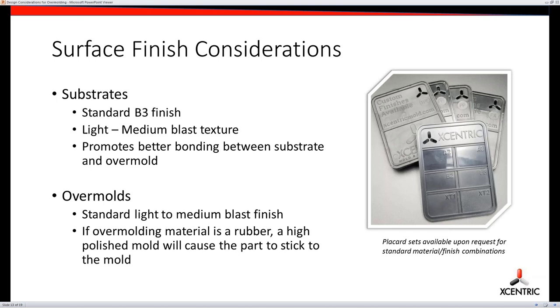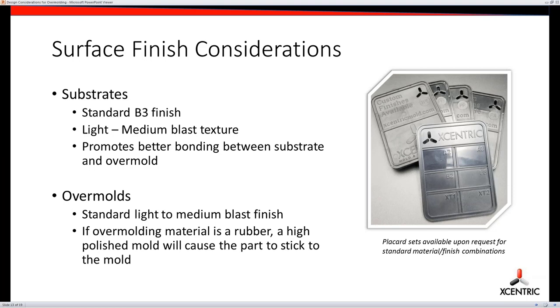So now we're on to surface finishes. With your substrates, our standard finish is a V3 finish. It's basically all the machine marks removed. If the part's being overmolded, we push for a light to medium blast in those areas. And what that's going to do is promote a better bonding between the substrate and overmold, especially when dealing with rubber materials. It just gives more surface area.